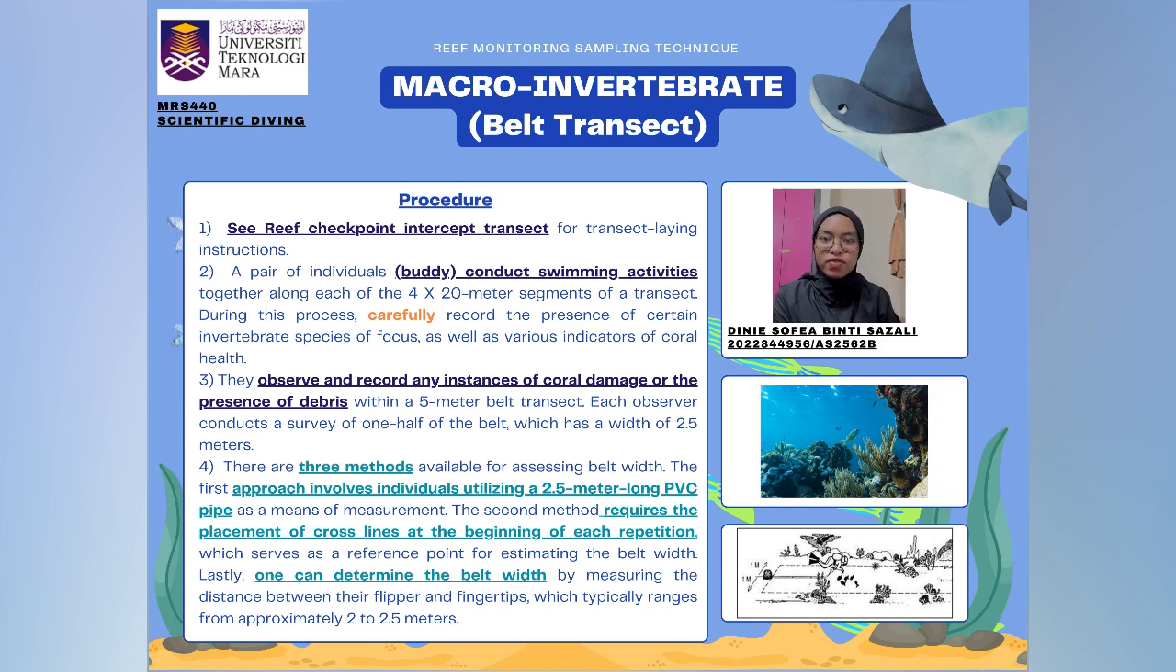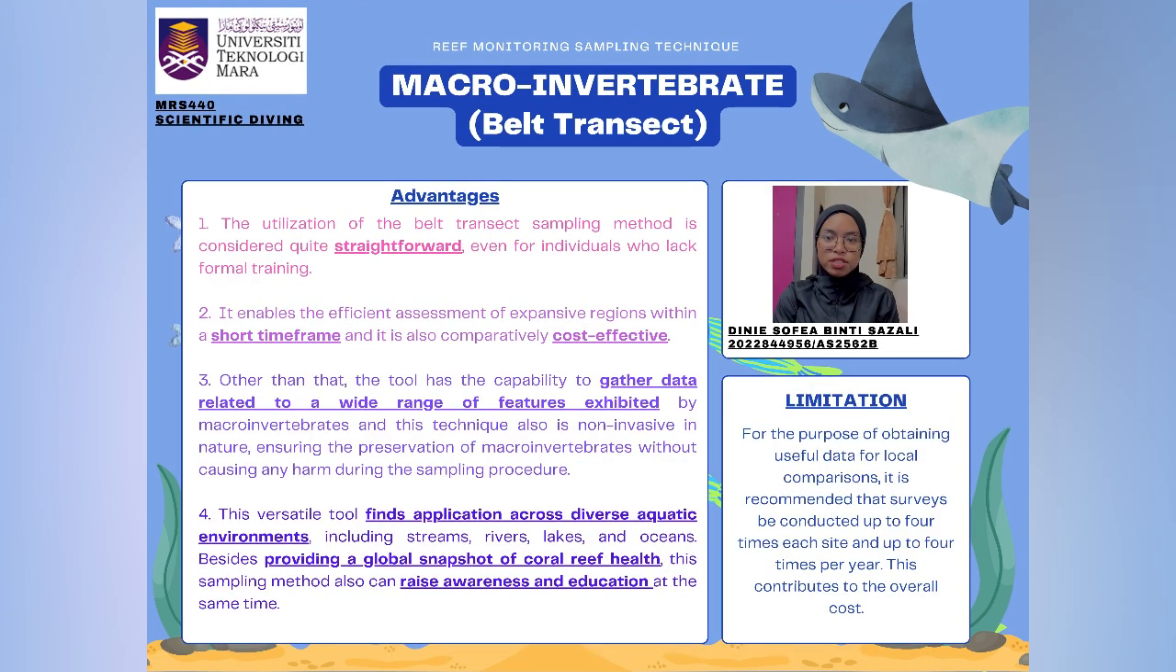There are 3 methods available for assessing belt width. The first approach involves individuals utilizing a 2.5 meter long PVC pipe as a means of measurement. The second method requires the placement of cross lines at the beginning of each repetition, which serves as a reference point for estimating the belt width. Lastly, one can determine the belt width by measuring the distance between their flipper and fingertips, which typically ranges from approximately 2 to 2.5 meters.